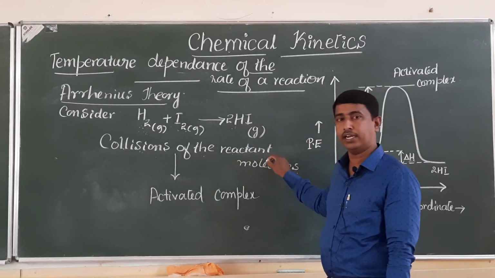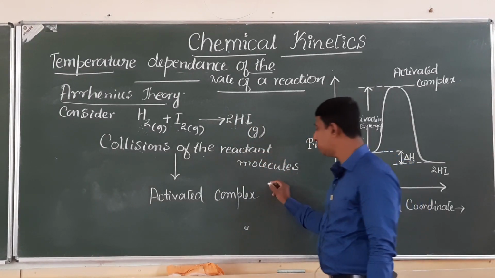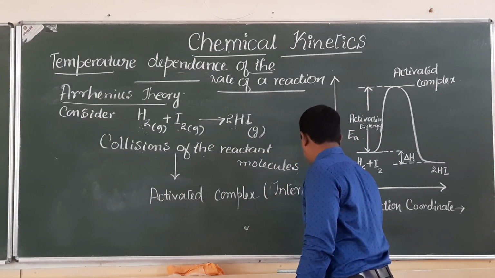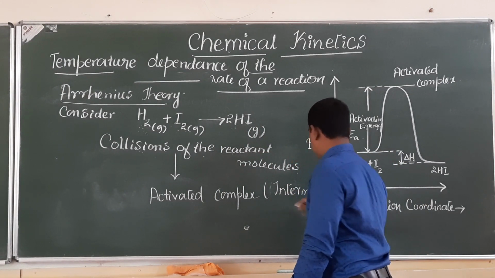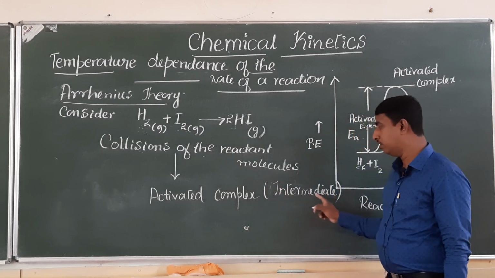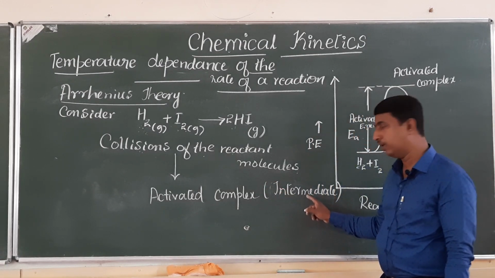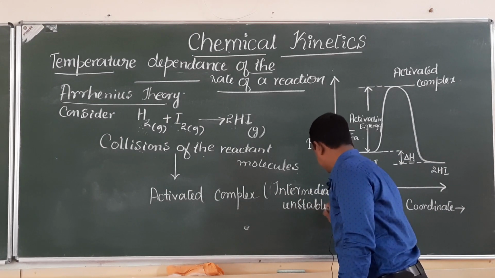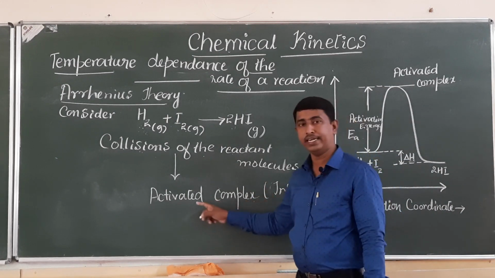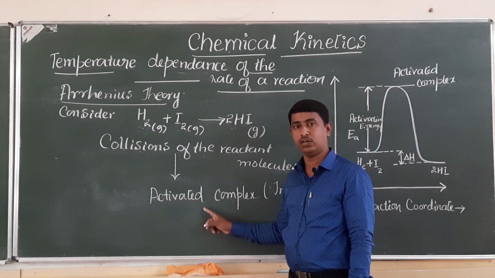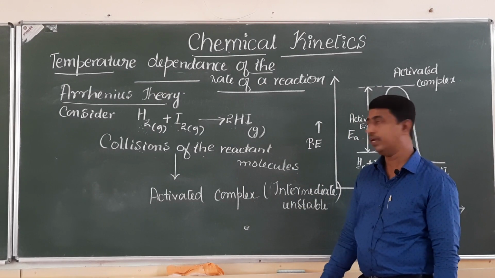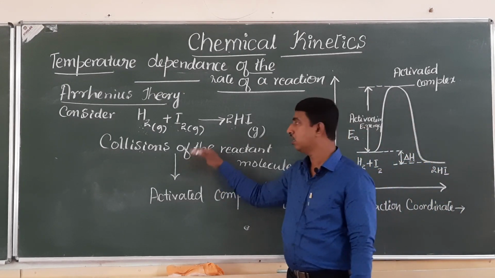See, collisions of the reactant molecule leads to what? Leads to the formation of an intermediate. Collision leads to the formation of an unstable intermediate. That unstable intermediate is called as what? It is called as activated complex.